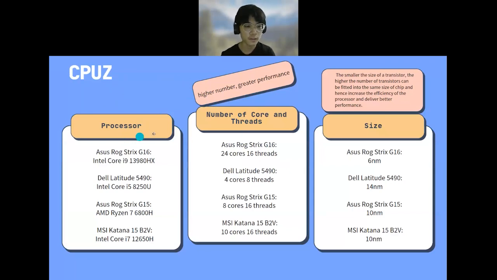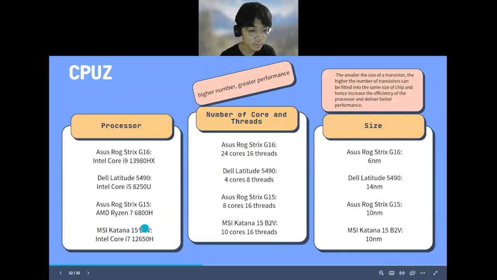When we look at the processor, the Asus ROG Strix G16 used the Intel Core i9-13980HX, the Dell Latitude 5490 used the Intel Core i5, the Asus ROG Strix G15 used the AMD Ryzen 7 6800H, and the MSI Katana 15 B12V used the Intel Core i7-12650H.